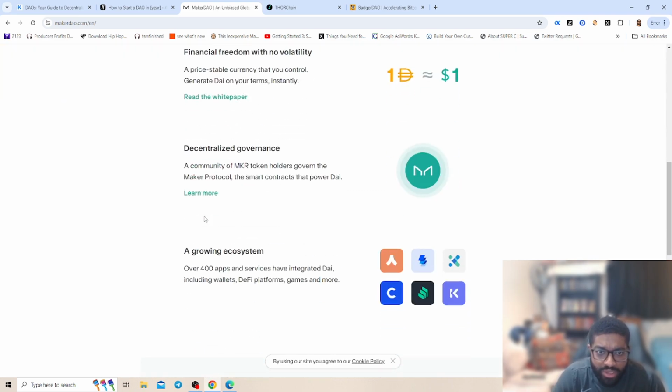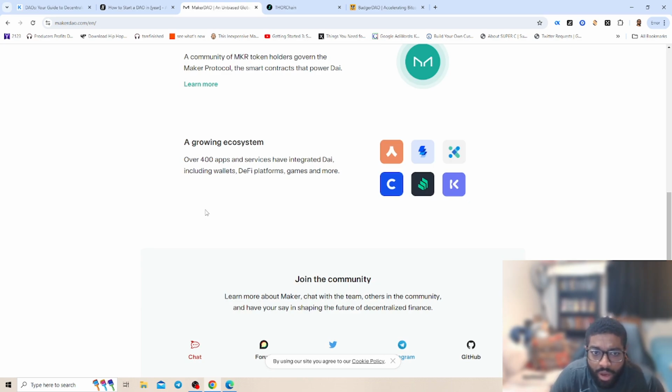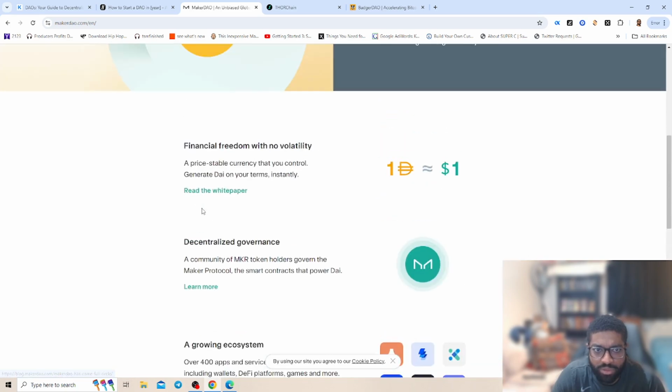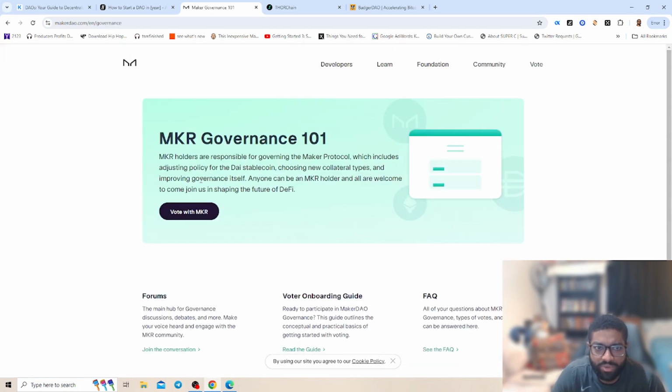Decentralized governance. A community of MKR token holders govern the Maker protocol, the smart contract that powers DAO. A growing ecosystem. Over 400 services have integrated DAO: wallets, DeFi platforms, games, and more. So you can join the community, and there are recent posts. But let's look into this and read more. MKR governance 101. MKR holders are responsible for governing the Maker protocol, which includes adjusting policy for DAO stablecoin, choosing new collateral types, and improving governance itself. Anyone can be a Maker holder, and all are welcome to come join us in shaping the future of DeFi.